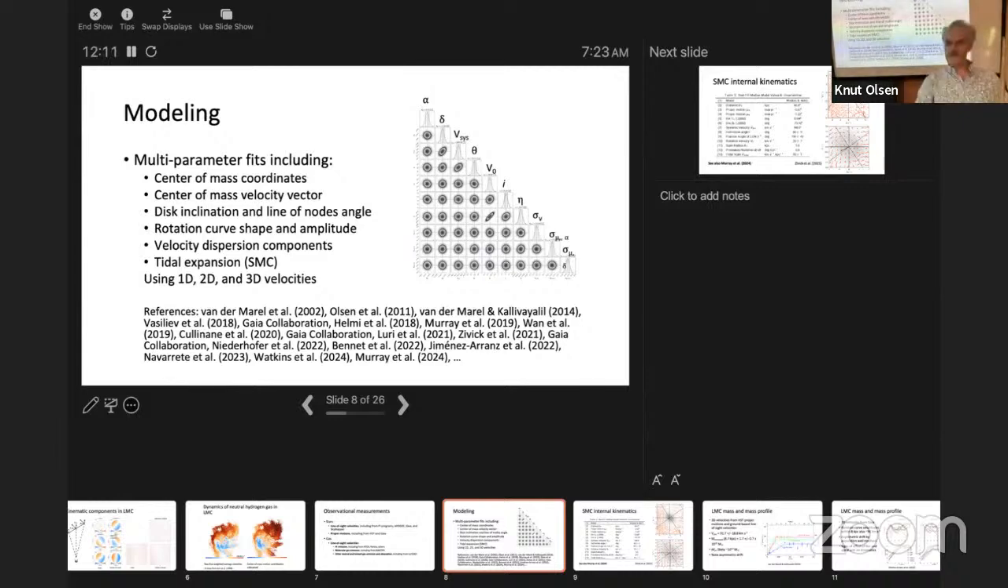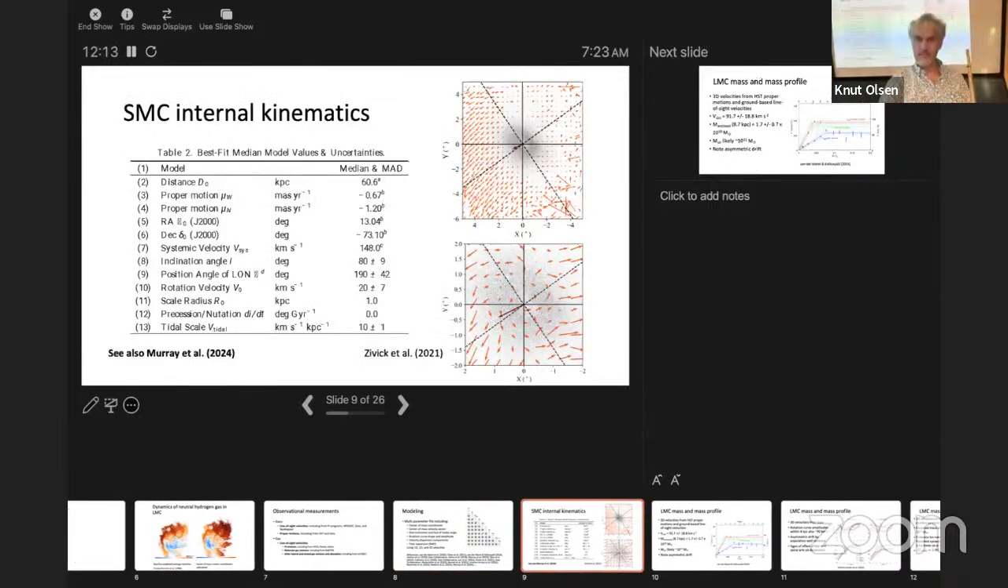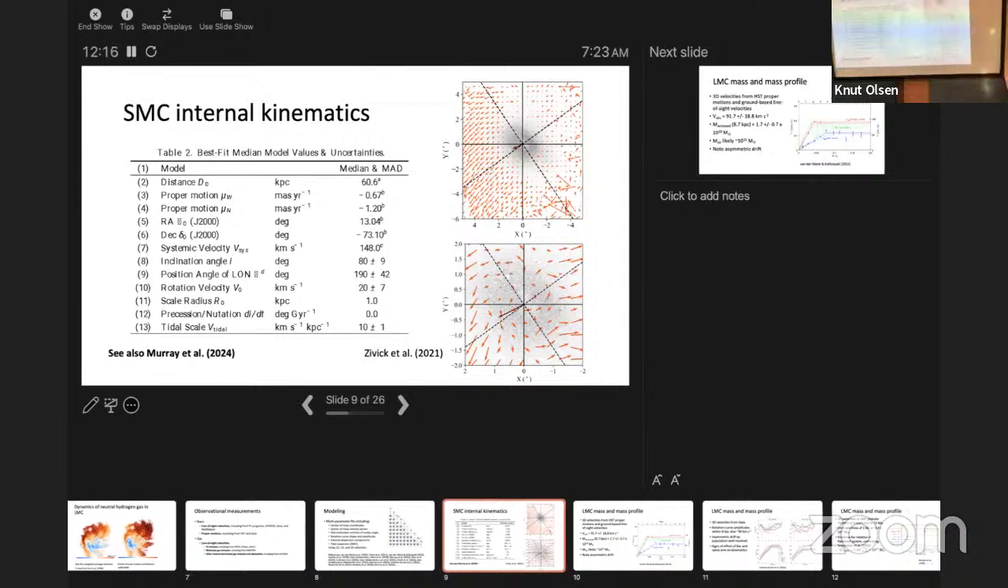So, a brief discussion of some results of this kind of modeling effort. This was from Paul Zivick and the LMC. It's also recent work by Claire Murray, where they basically took that fitting procedure that I just described and are looking at the SMC. If you look at the internal parts of the SMC, you see a hint of internal rotation, and so that's in that parameter here.